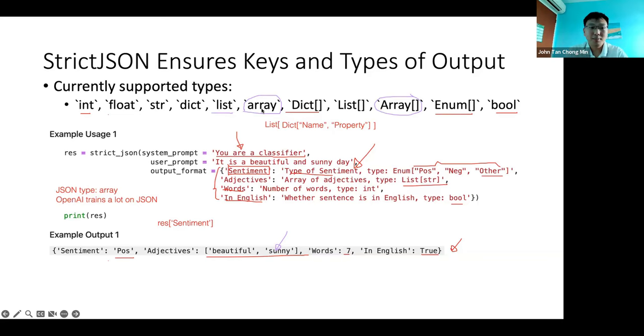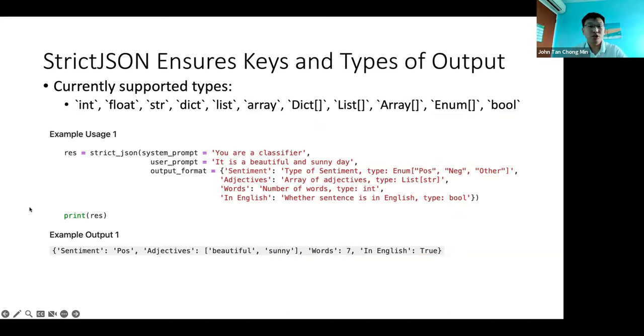So this is prompt engineering. It doesn't work the same as classical programming. Certain words mean certain things because they appear in the training set, and so we try to best match the training set to improve performance. Okay, any other questions for StrictJSON?